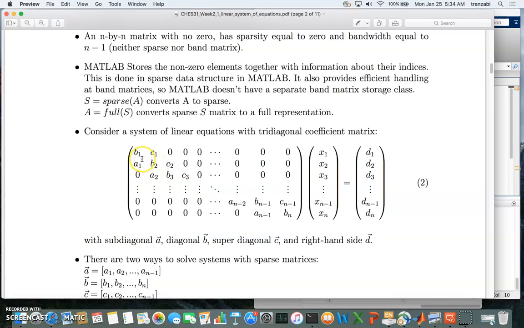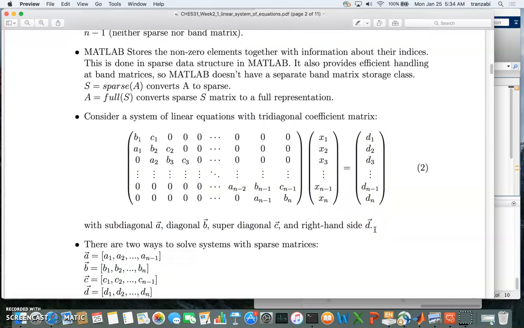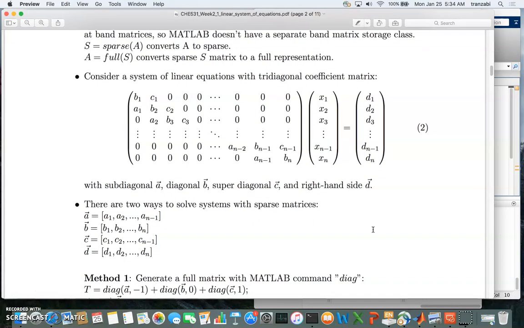In this example, the coefficient matrix is a tridiagonal matrix. That means it only has the superdiagonal as C's, the diagonal as B's, and the subdiagonal as A's. So this is A, the coefficient matrix, times the x vector equals the d vector. We're going to look at how we can construct this matrix with some commands in MATLAB. So I'm going to lump all of my A values, or A variables, into a vector called A.